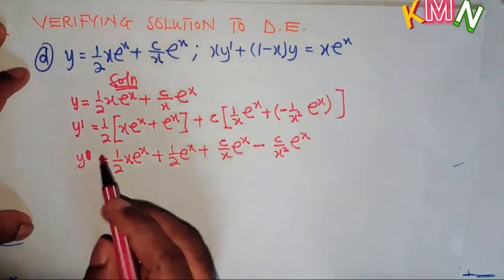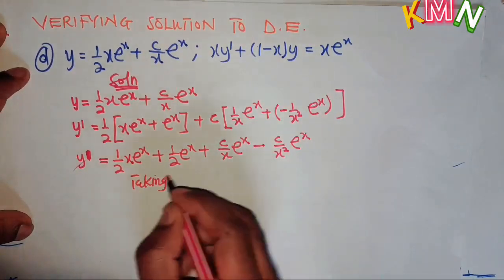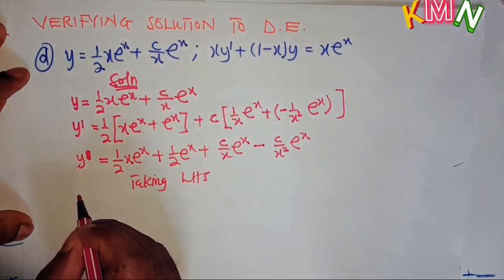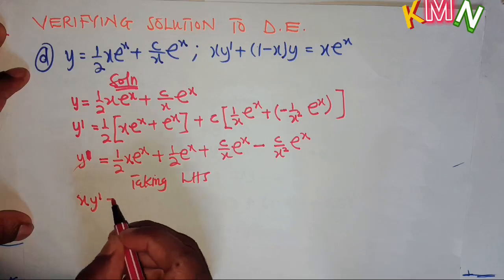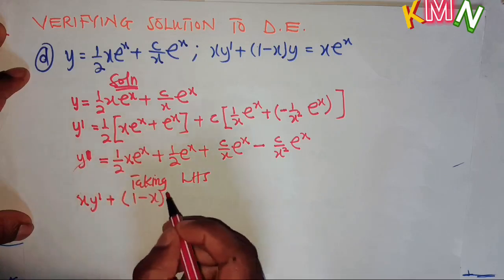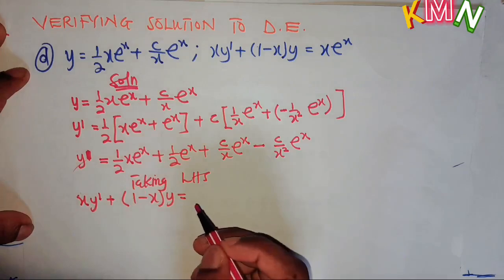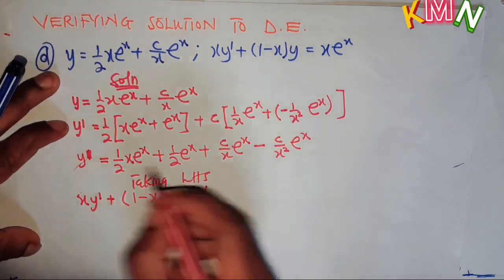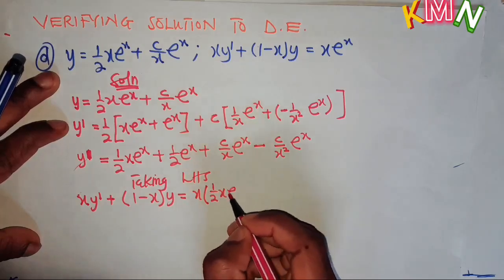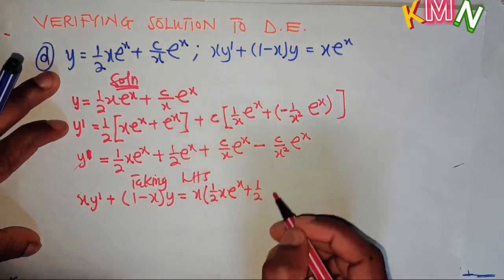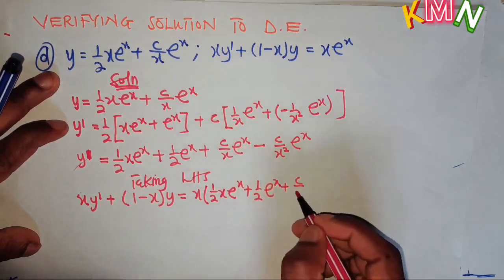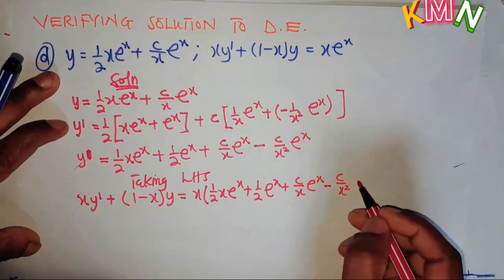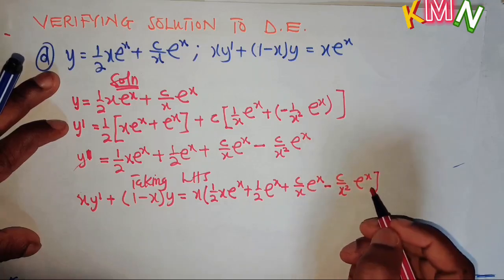Let's substitute that into this. So taking the left hand side, so our left hand side was x y prime plus 1 minus x y. So let's substitute. So our x will be here, then our y prime is the whole of this, and that'll be 1 on 2x e power x plus half e power x plus c on x e power x minus c on x squared e power x. Close it.